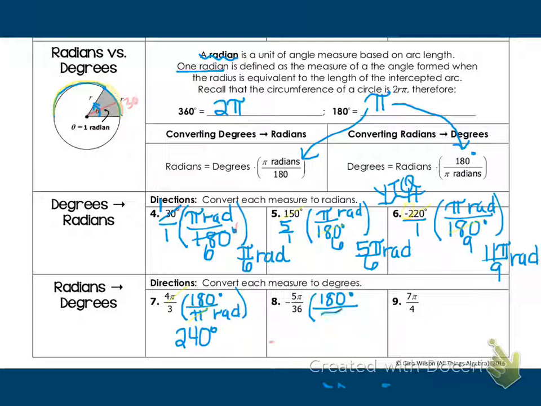So I see that the pi's are going to cancel out. And then I have negative 5/36 times 180. So 5/36 times 180 degrees is 25 degrees. So this is equivalent to going negative 25 degrees. We're going to go ahead and designate number 9 as a U-try. So go ahead and pause the video now and give number 9 a try, converting to degrees. Pause the video now.